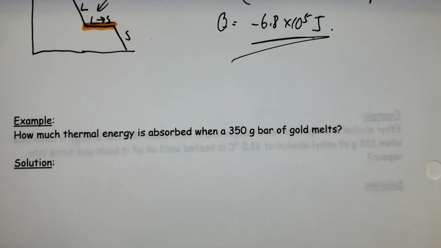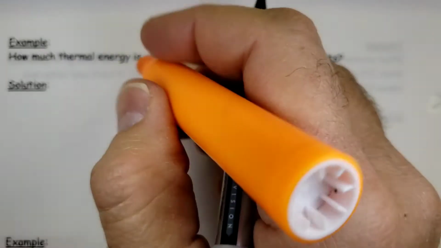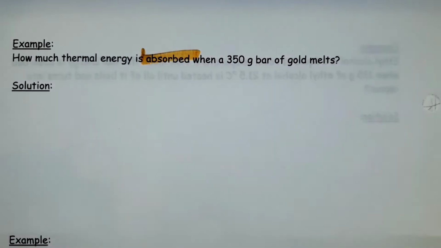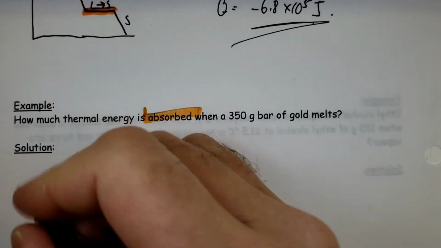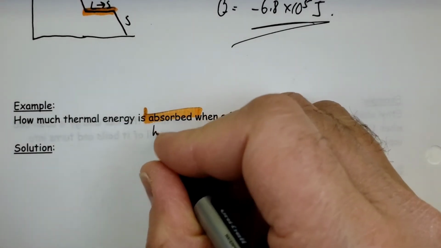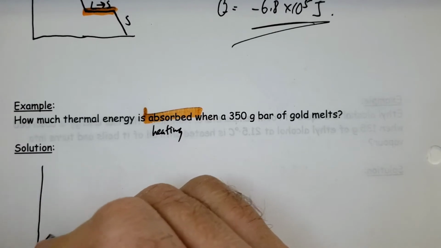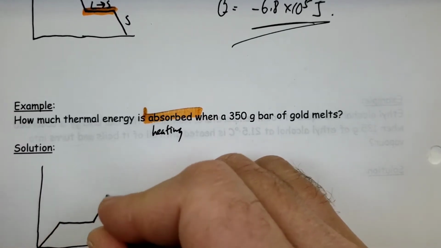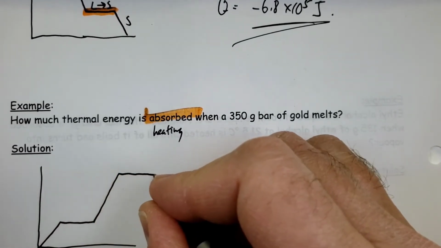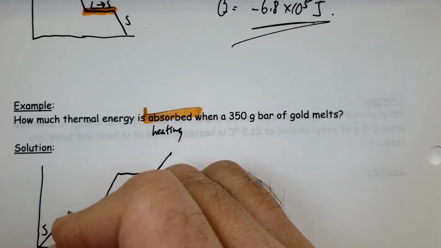Let's look at the next one. How much thermal energy is absorbed when gold melts? Okay, so that means it's going to be a heating curve. So let's just sketch it out. Solid, solid to liquid, liquid, liquid to gas, gas.